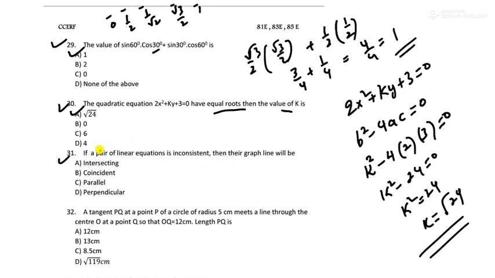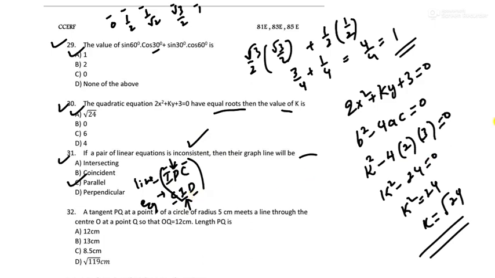What is given? If a pair of linear equations is inconsistent, the graph will be dash. Okay, so you have to remember this: IPC CID. This is equation and this is line. So C for consistent, inconsistent, dependent, intersecting, parallel, coincident. Here they have given inconsistent. So for inconsistent, the central letter is P. P means parallel. So the answer is parallel. It's a very easy trick. You have to remember IPC CID.